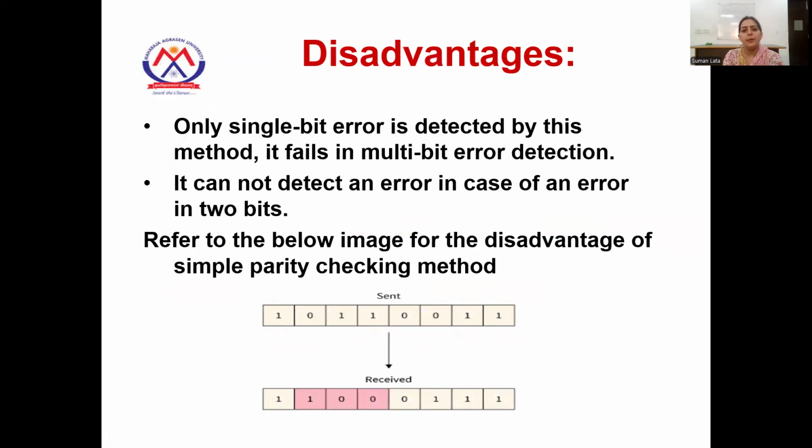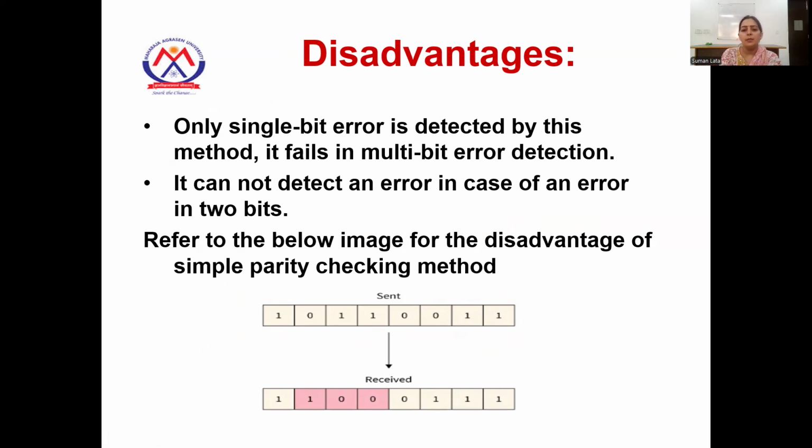Disadvantages of single parity bit. Only single bit error is detected by this method. It fails in multi-bit error detection. It cannot detect an error in case of an error in 2 bits. Only single bit error is detected here. Refer to the figure below.